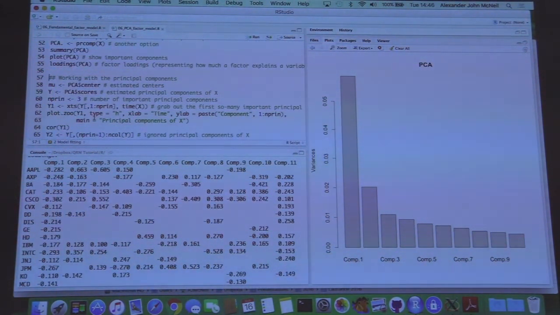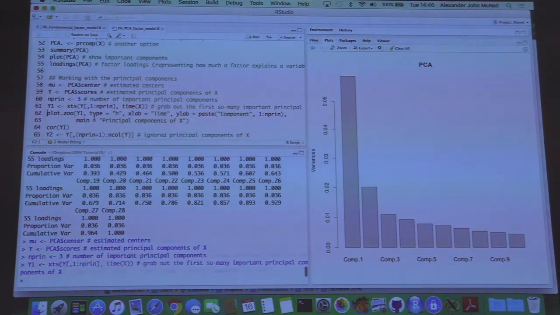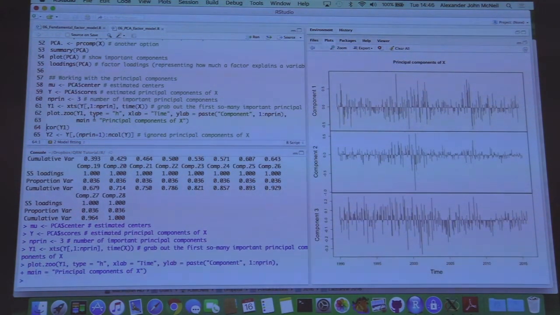Let's just use the first 3 to define factors. I'll take 3. I don't know why I took 3. I could take 2, but in this script here, I take 3. The estimated principal components are called the PCA scores, and I will take the first 3 and plot them. So that's, if you like, the first 3 principal components. Component 1, component 2, component 3. That's how they behave. Stochastic volatility, I'd say, in some of these.